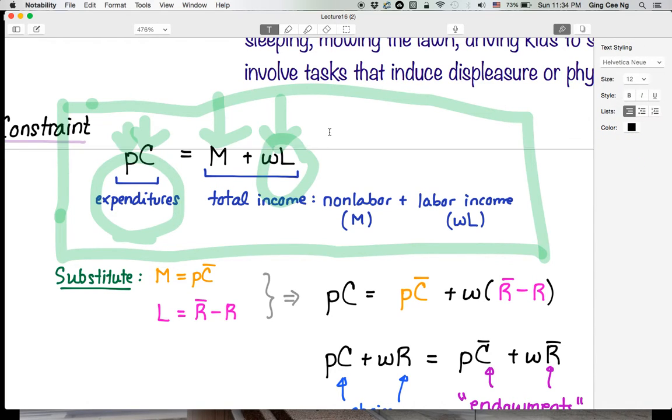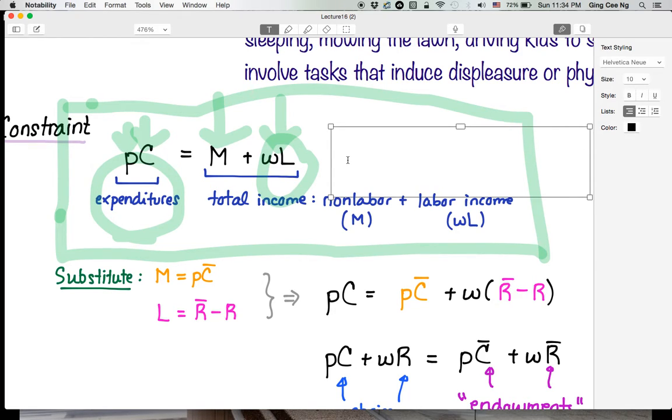So for example, I don't know about all of you, but I find this thing really annoying. Can I change the color?